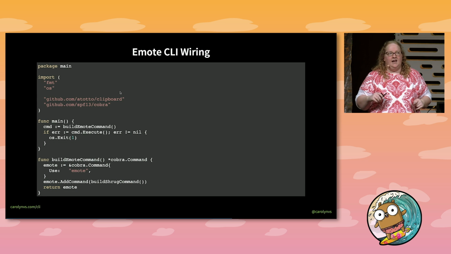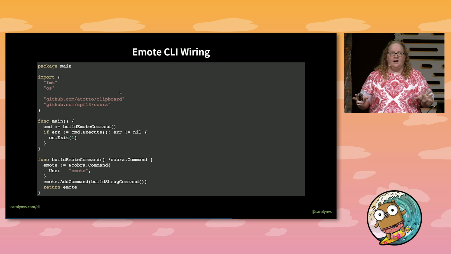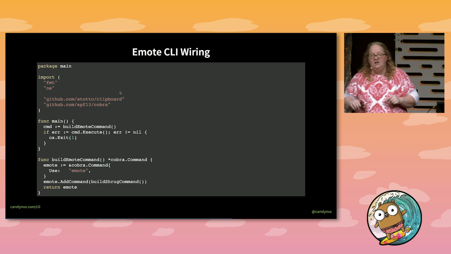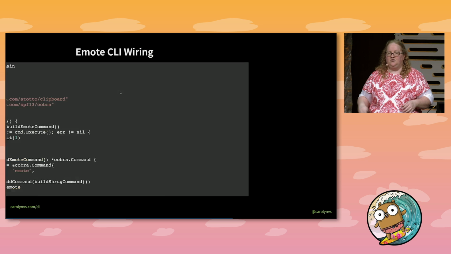So this is what it looks like when you use Cobra and you build out just the main wiring around that emote command. It doesn't have Shrug implemented. It's just enough to give you a main and it would handle your errors and then handle typing in emote, okay? So if you look down here at the bottom, build emote command, it's going to build a Cobra command, and where it says use, it's going to handle the command, emote. So let's take a look at what Shrug is going to look like so we can type emote Shrug.